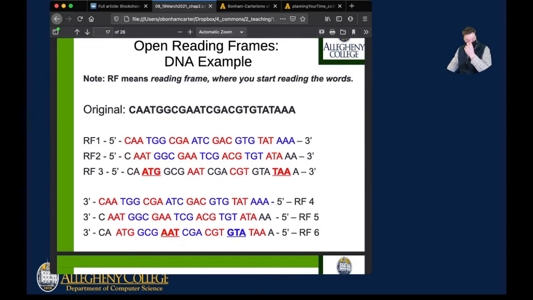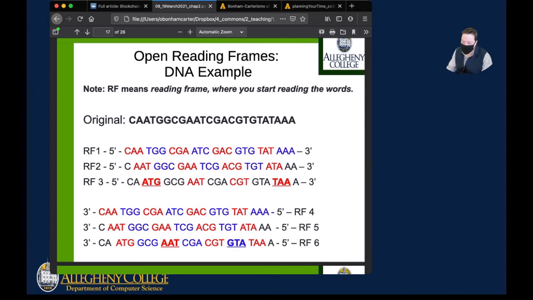Now, let's go to DNA for a second and see the same thing happening there. This is my original DNA sequence here, and I've cut everything up into red and blue words. If I'm reading my first codon, which is CAA, that is a codon. It codes for some amino acid. I'm not exactly sure off the top of my head what it is. But that's my first codon. My second one is here, third, fourth, and so on.